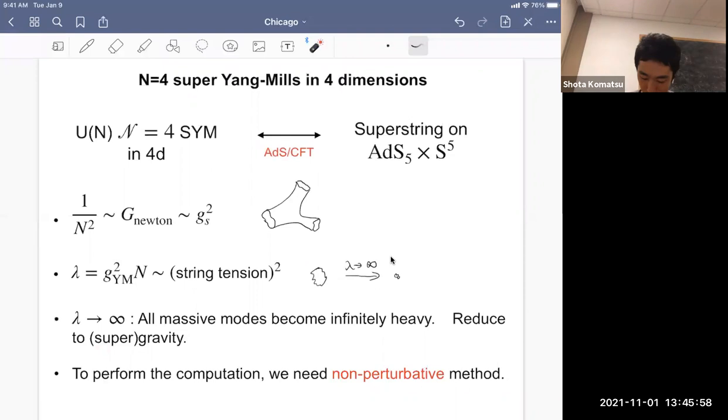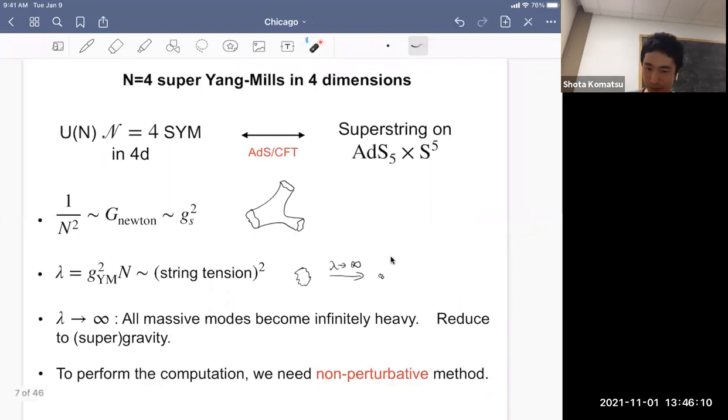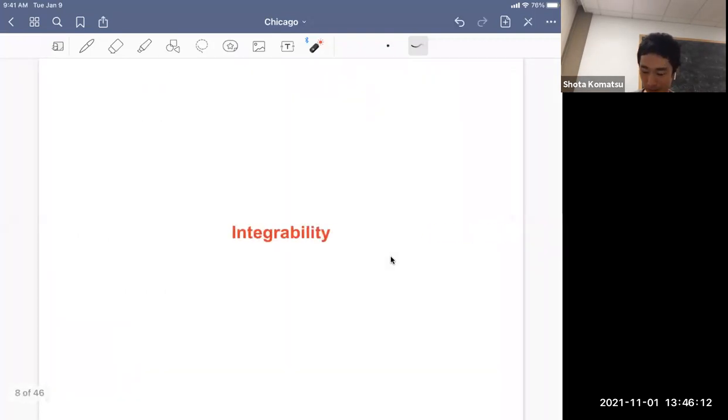However, this also shows that in order to really go to the supergravity regime, we need some non-perturbative approach to analyze this N=4 super Yang-Mills. And the non-perturbative approach that would allow us to analyze this regime is precisely integrability, which is the main subject of the talk today.